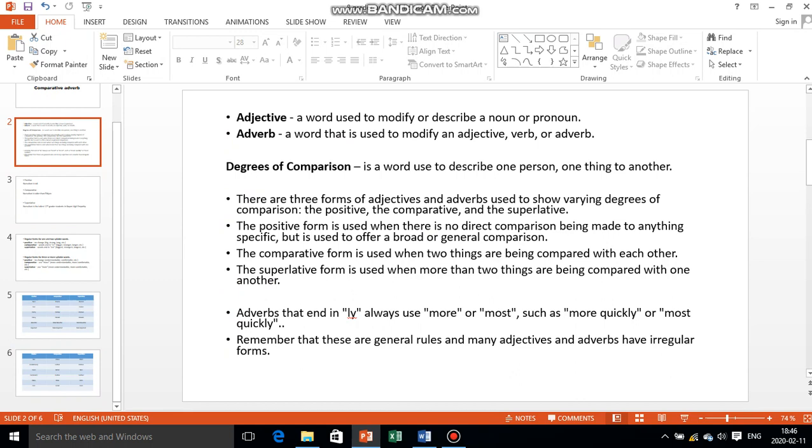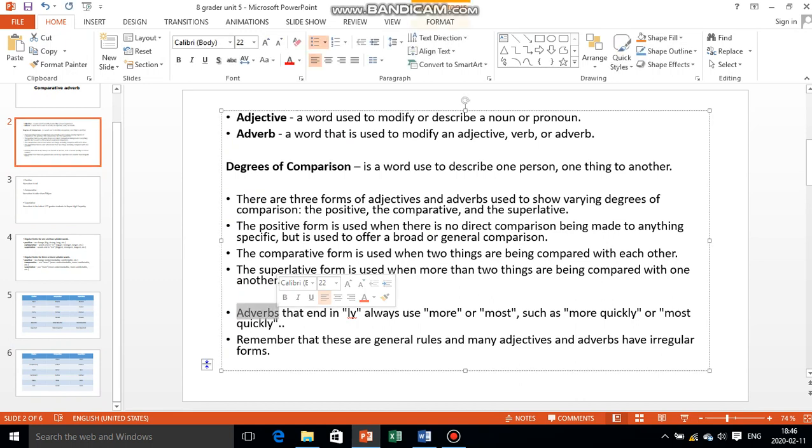Okay, lastly, adverbs. All these adverbs end with ly, like for example, quickly. If the word ends with ly, you will use more in comparative and most in superlative. Quickly ends with ly, so we'll use more quickly or most quickly.